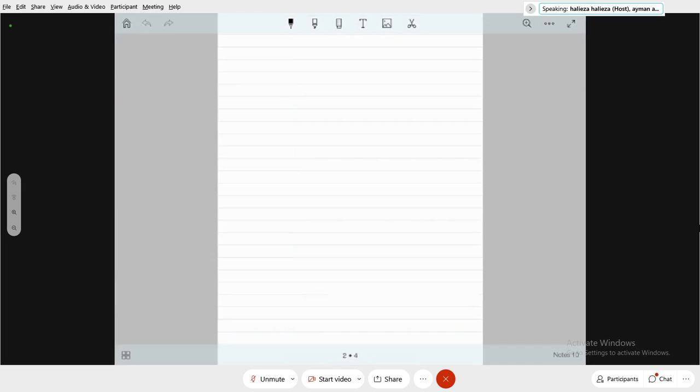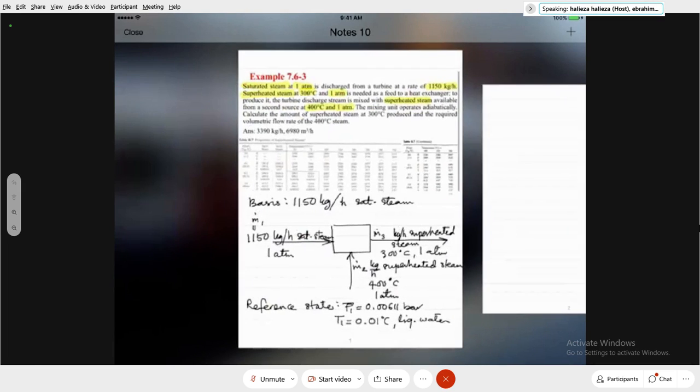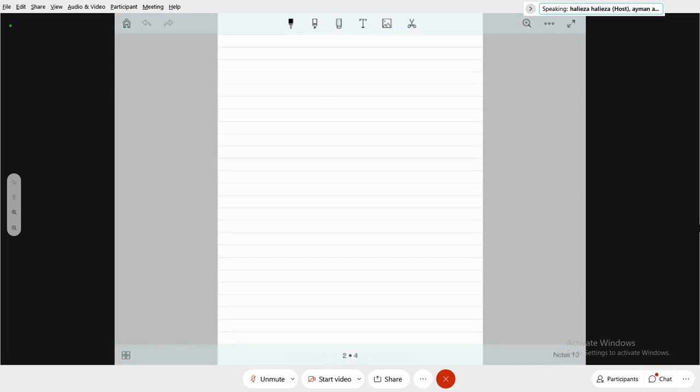Okay, let's look at our stream. We have M1 plus M2, the same as the previous example, equals M3. M1 is given, 1,150, but unfortunately you have two unknowns and only one equation, so you cannot solve it. So what's next?